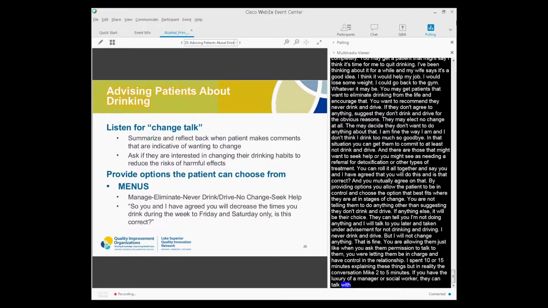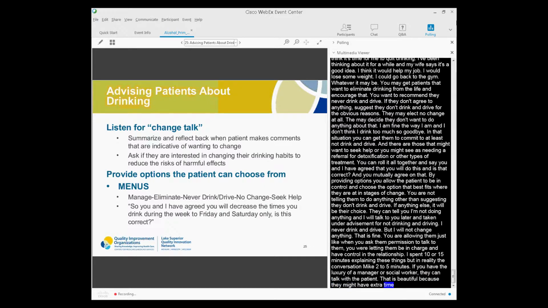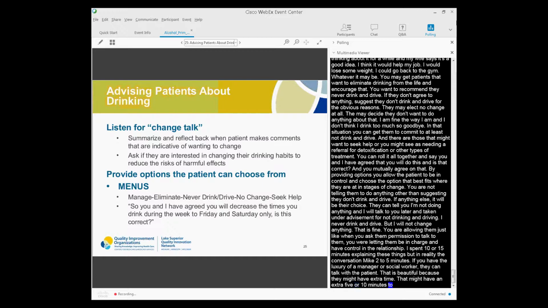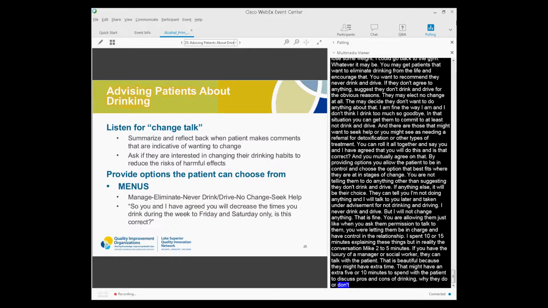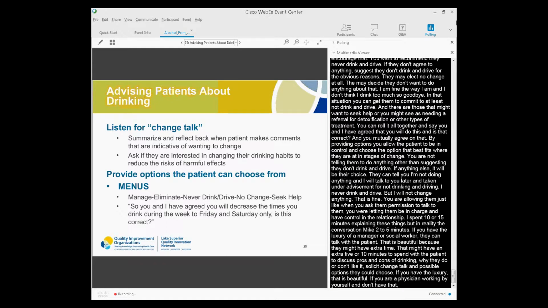They might have an extra 5 or 10 minutes to spend with the patient to have the patient talk about their cons and pros of drinking, why they don't like it, why they do like it, to listen to change talk about possible options they could choose from. If you have that luxury, that's beautiful. If you're a physician working by yourself and don't have that, this kind of talk really only takes a couple of minutes. It really doesn't take a long time to do once you start doing it and kind of mastering it.